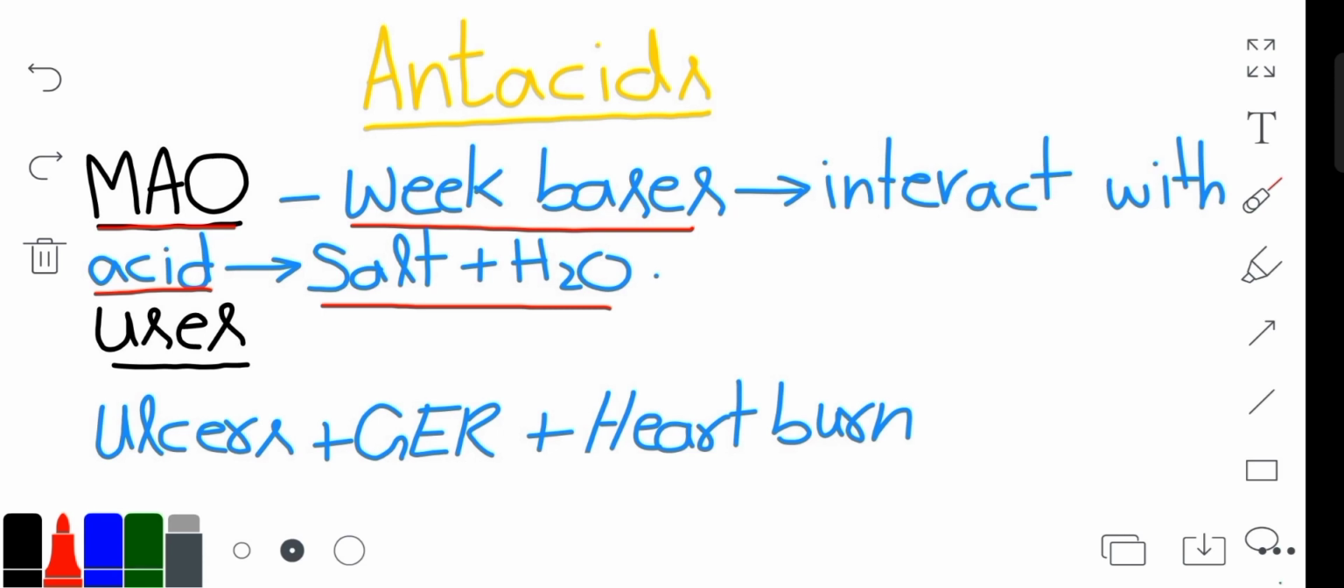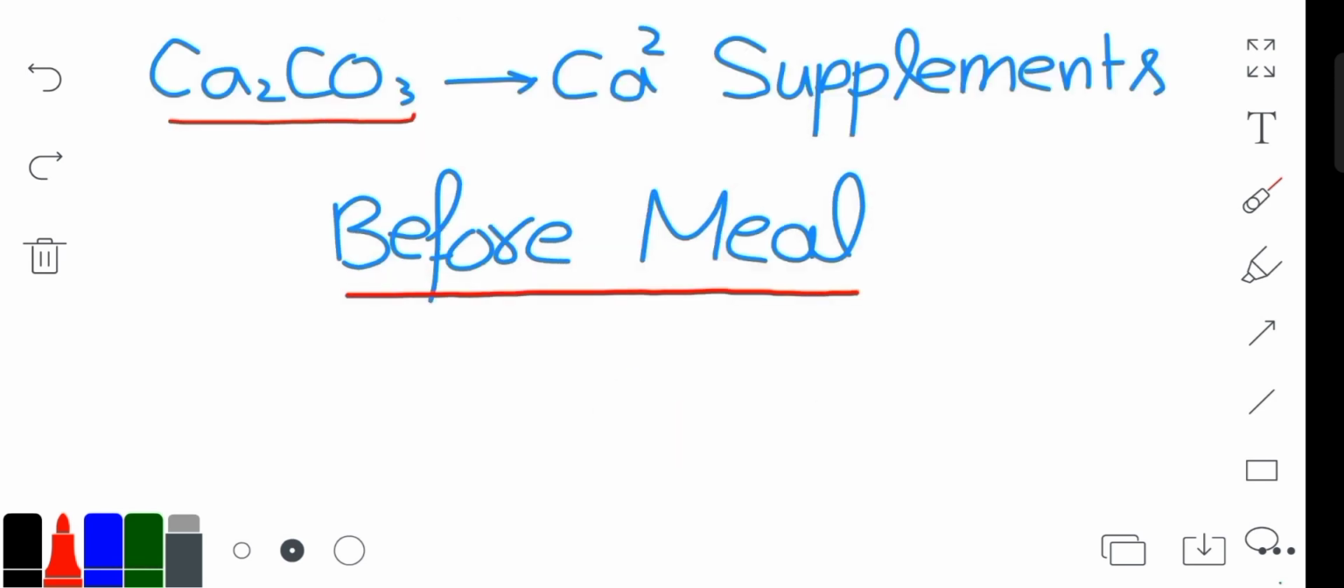If we talk about uses of antacids, we can use them in peptic ulcer disease, gastroesophageal reflux disease, and heartburn. Calcium carbonate can be used as a calcium supplement. It is advised to take antacids before meals to increase their effectiveness.